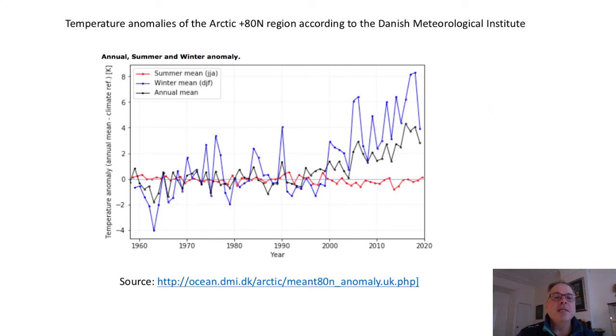Here's some data from the Danish Meteorological Institute for the Arctic temperatures north of the 80th parallel. On the vertical are the temperature anomalies, and on the horizontal, the years between 1960 to 2019. So red are the summer temperature anomalies, which remain relatively constant, and blue are the winter temperature anomalies that confirm that the Arctic is warming during the winter. Since 2000, it appears to have warmed by 6 to 8 degrees, which is far above the global average.